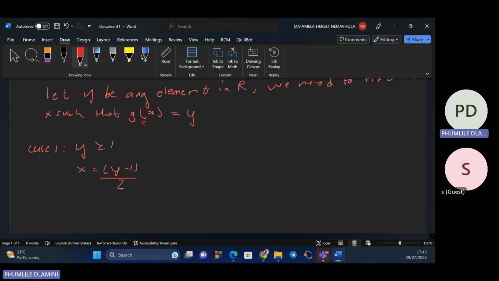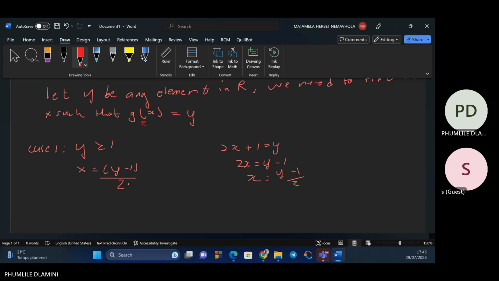Do you know how I get this one? Remember our function there, it says 2x plus 1 equals y. Then if I take this 1 to the other side, we have 2x equals y minus 1. It's like we are getting an inverse, in other words. Then we divide by 2, and our x is going to be y minus 1 over 2. So that's how I get that x there.